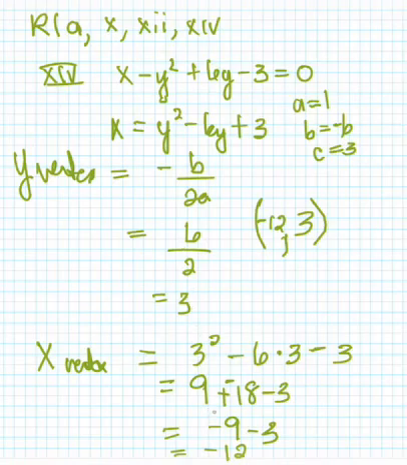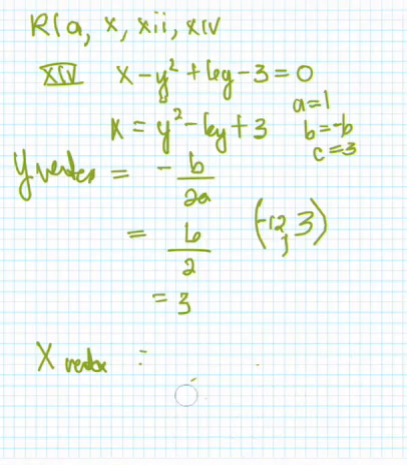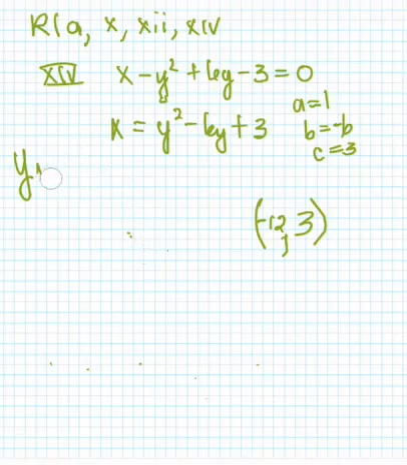3 squared is 9. 9 minus 18 minus 3. I don't know. All right, well, we'll go with that and see what happens. Okay, so the vertex is going to be negative 12, 3. Now let's look at the... it's going to be in the second quadrant, right?